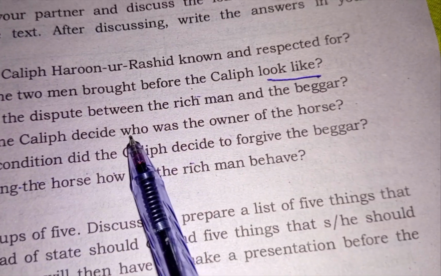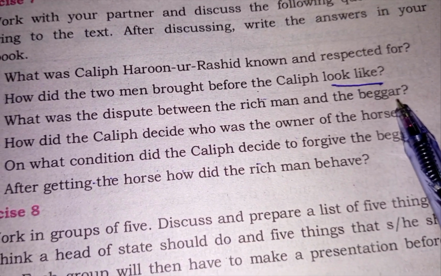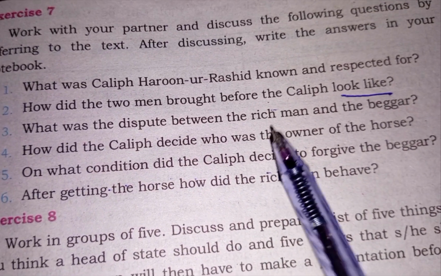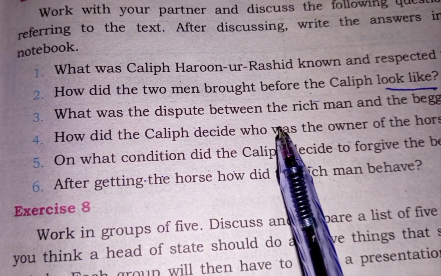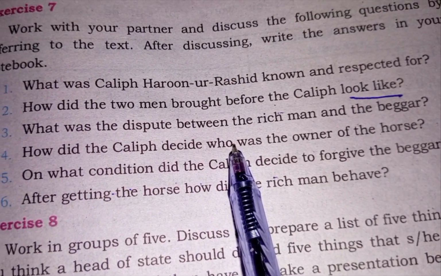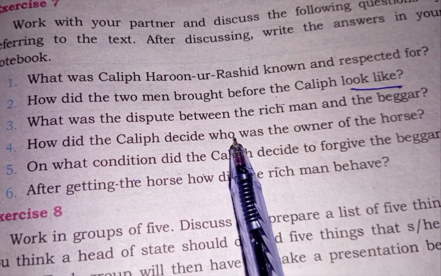What was the dispute between the rich man and the beggar? Simple answer: the dispute between the rich man and the beggar was over a beautiful white horse, because one was claiming it is mine and the other was claiming that the horse is his.